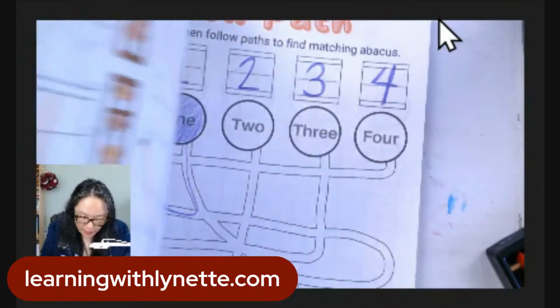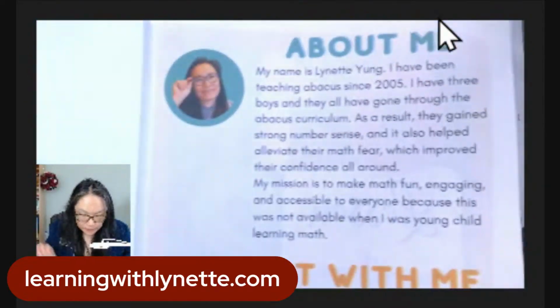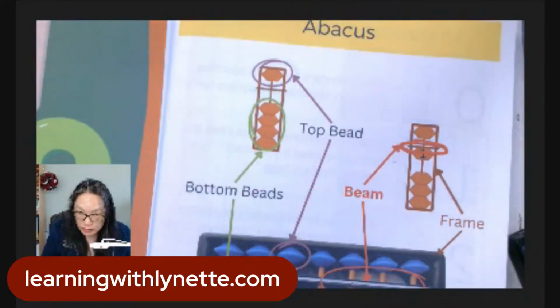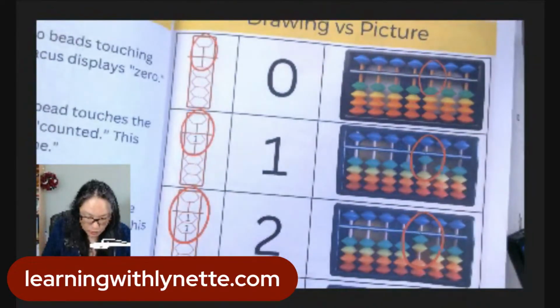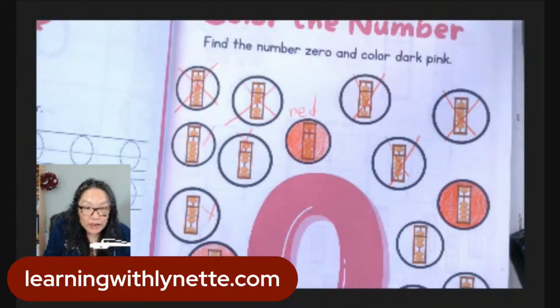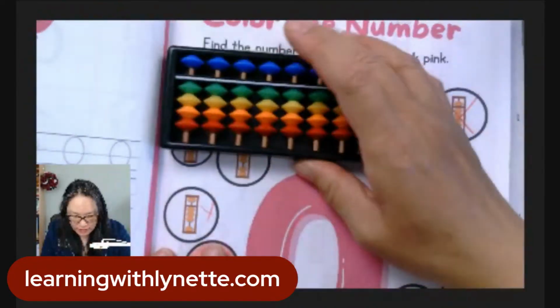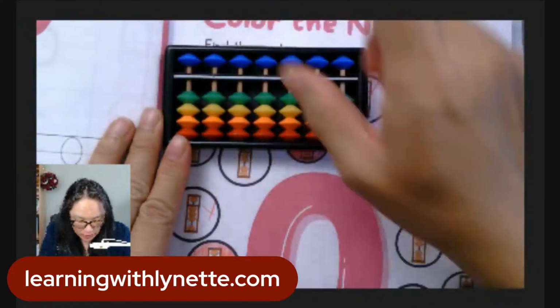And this is my workbook. This workbook is available. And when we look, we're going to be talking about one. When we have one, zero. This is zero.